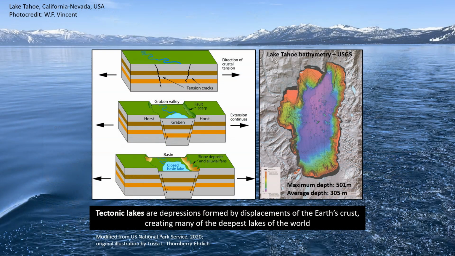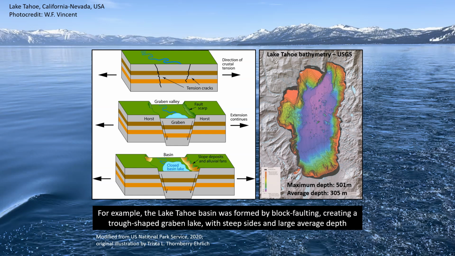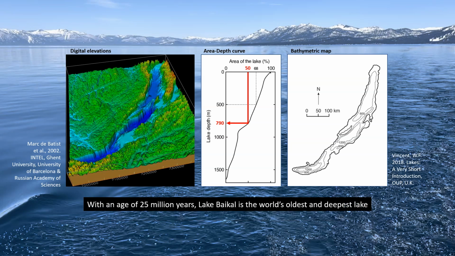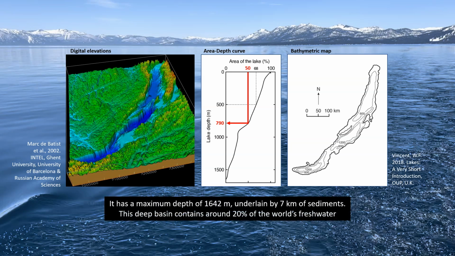Tectonic lakes are depressions formed by displacements of the Earth's crust, creating many of the deepest lakes of the world. For example, the Lake Tahoe Basin was formed by block faulting, creating a trough-shaped graben lake with steep sides and large average depth. The most notable example among tectonic lakes is Lake Baikal, which occupies a deep rift in the southern part of eastern Siberia. With an age of 25 million years, Lake Baikal is the world's oldest and deepest lake. It has a maximum depth of 1,642 meters, underlain by 7 kilometers of sediments. This deep basin contains around 20% of the world's fresh water.